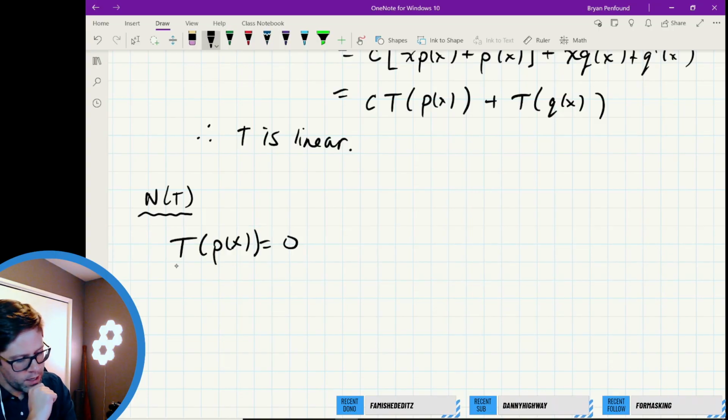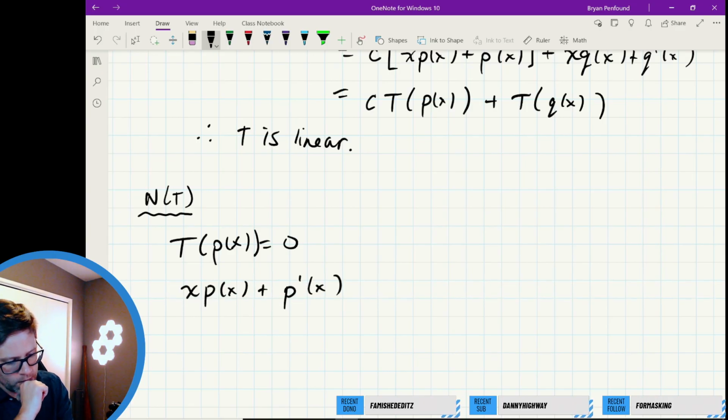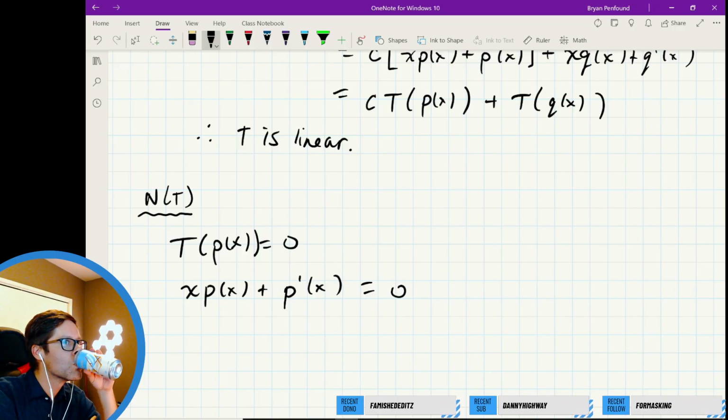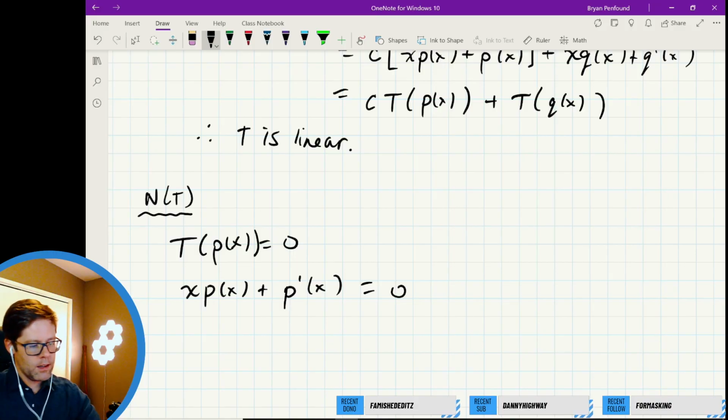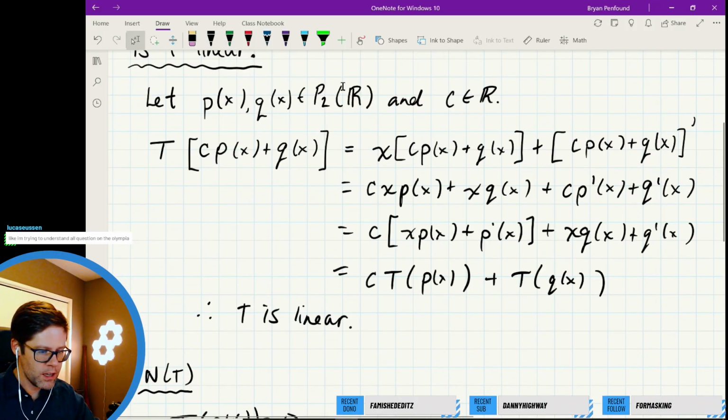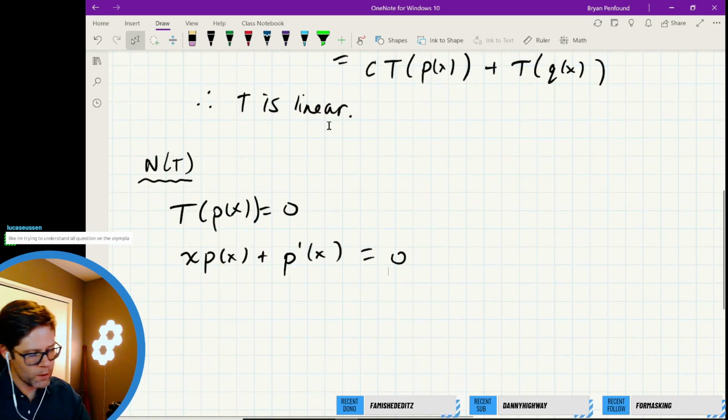So we know T sends a polynomial to x times that polynomial plus its derivative. We want that to be equal to 0. I suppose we're probably going to have to use the fact that p now has the highest order of 2.